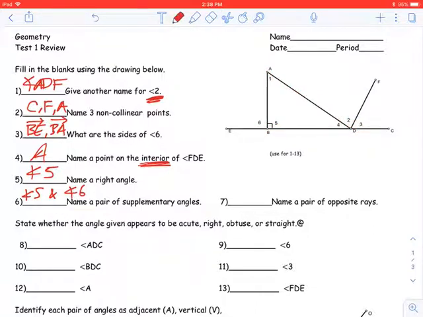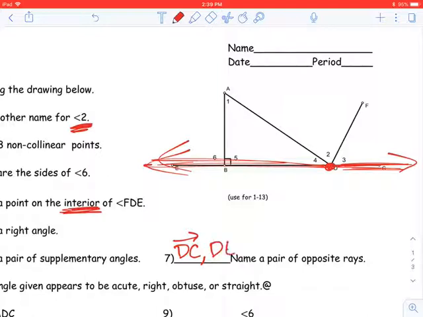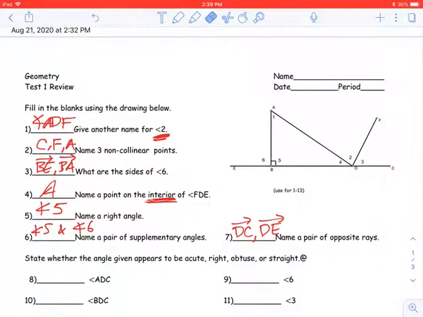Okay. And then number 7, name a pair of opposite rays. Opposite rays is when you have a point and the rays go in opposite directions. So if I start with D, like I am with my drawing, DC is this way, and DE is this way. Those are opposite rays because they start at the same point and go in completely opposite directions, and it creates a line. So this way and this way makes a straight line. All right. So that's it for that first picture.